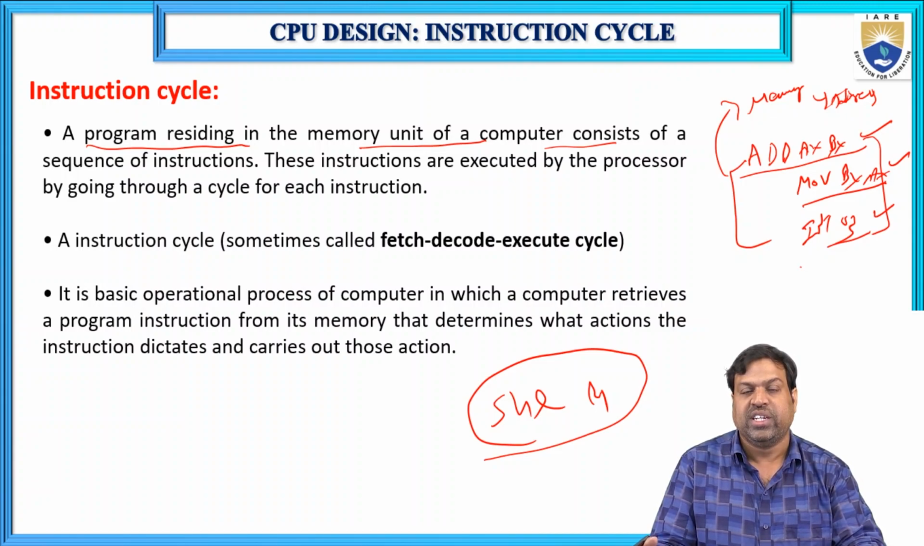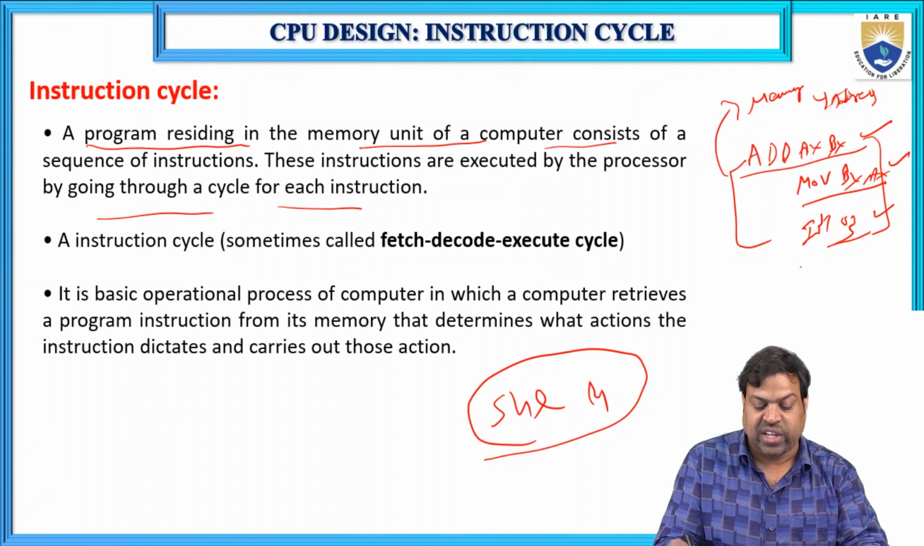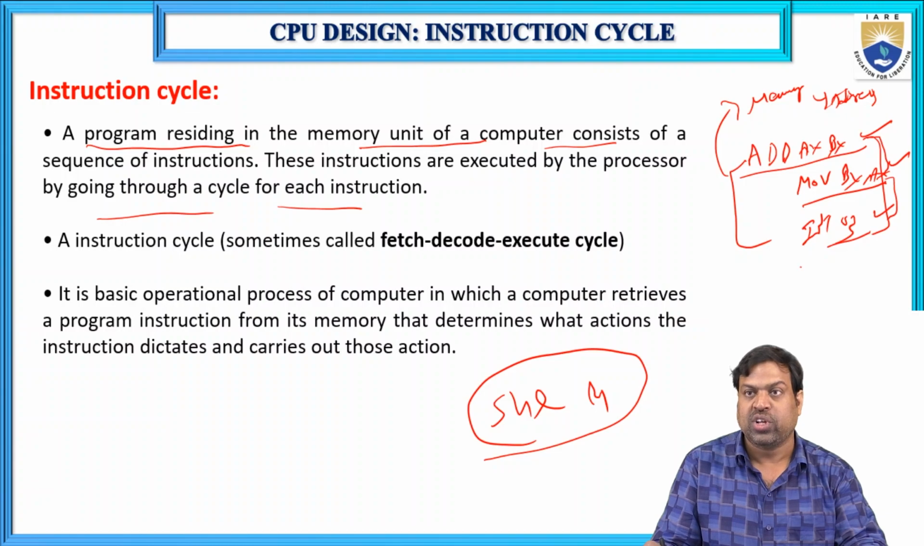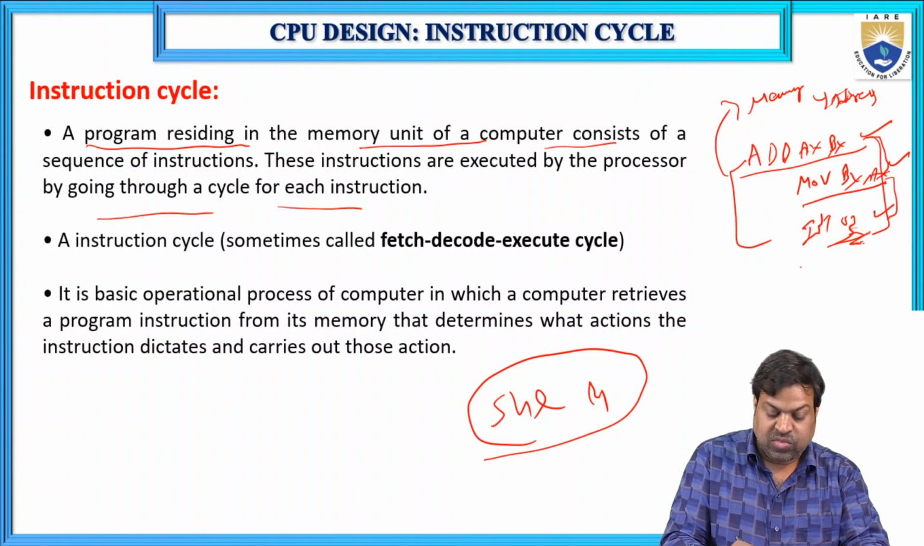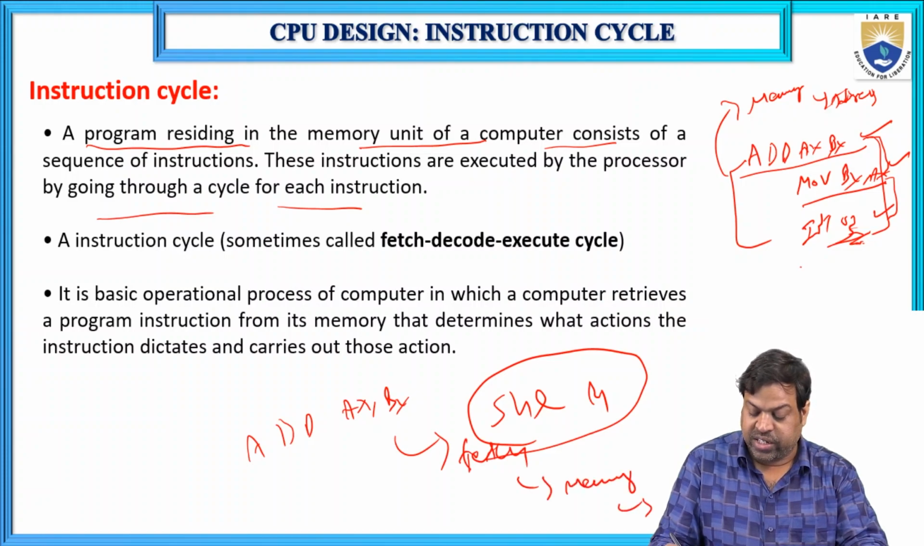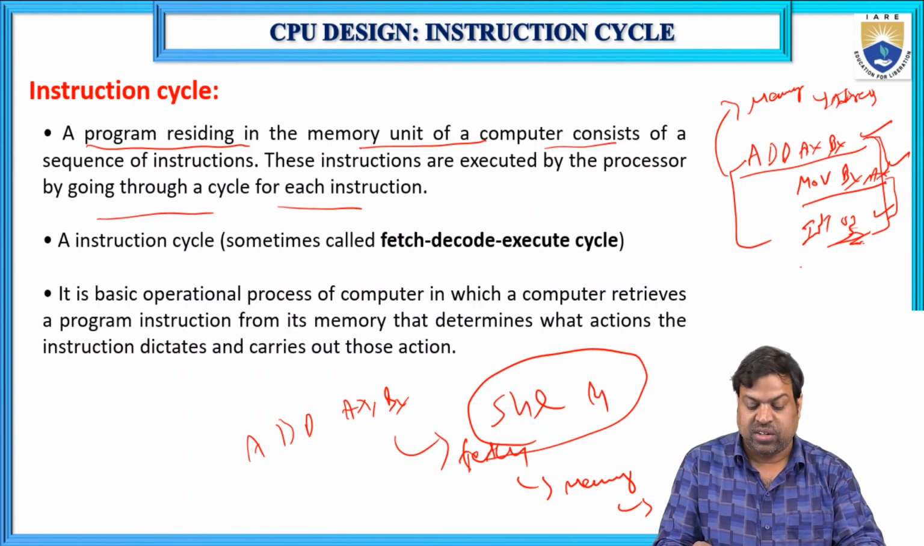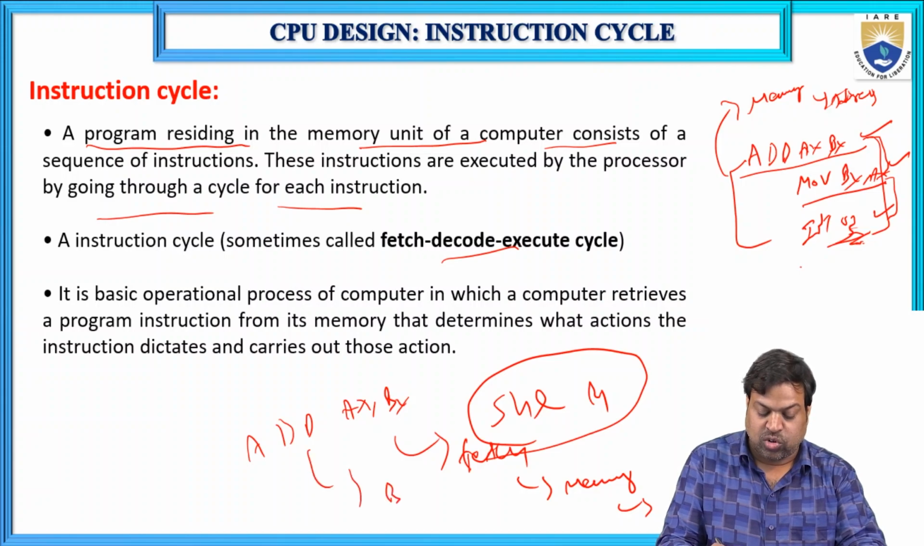So I am calling it a program, and these instructions are executed by the processor by going through a cycle for each instruction. First the cycle for add ax comma bx, move ax, then it goes to into 03, which is the last one. It is also called fetch, decode and execute. Suppose I am giving the first step, add ax comma bx. Fetching means it is going to the memory and checking whether this program is there in the particular memory or not. And decoding means it is converting to the binary.